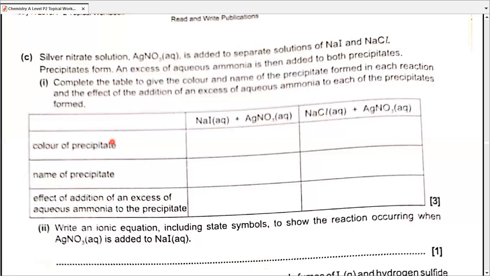And for the second one, the color would be white precipitate. The name would be silver chloride, and it would dissolve.